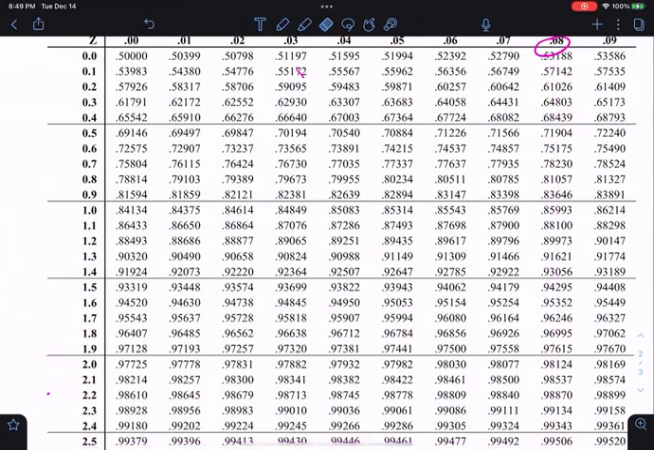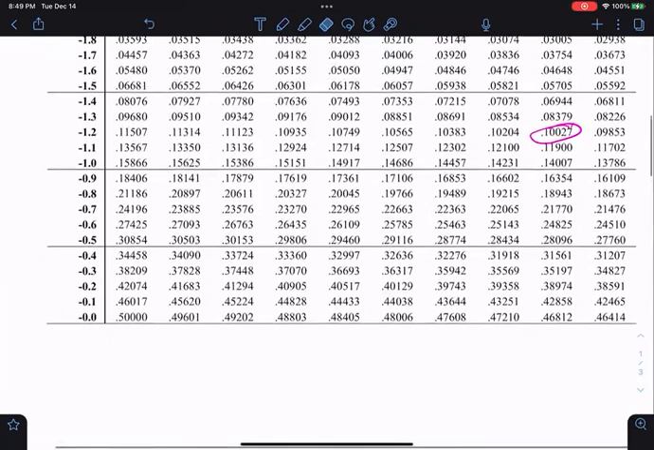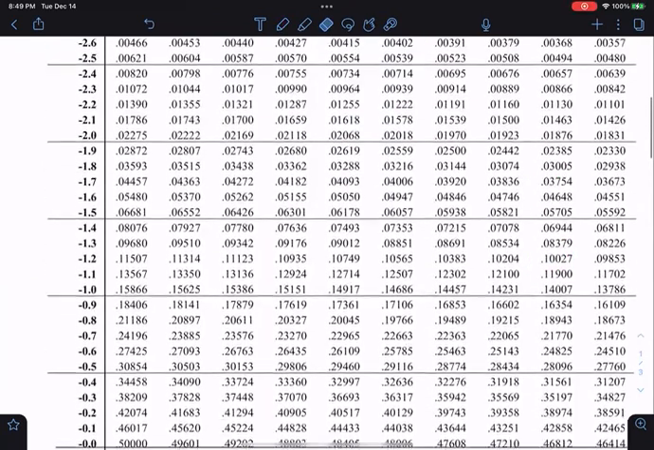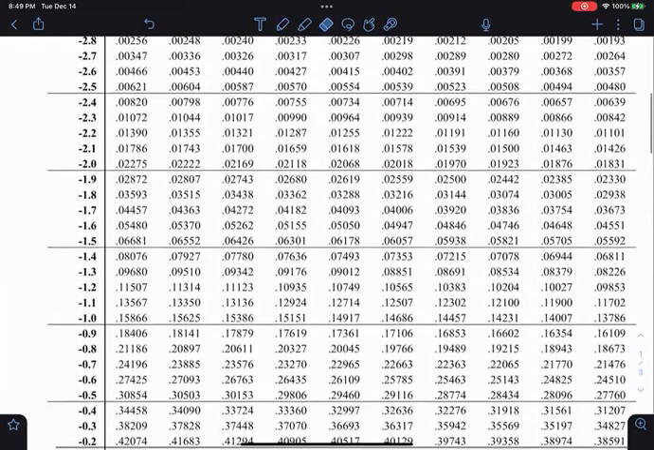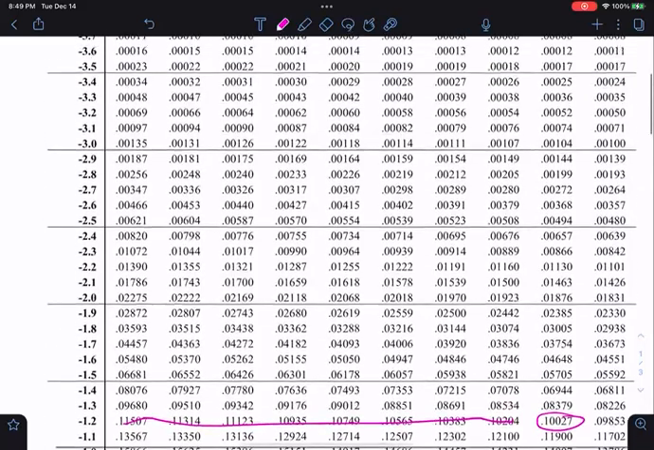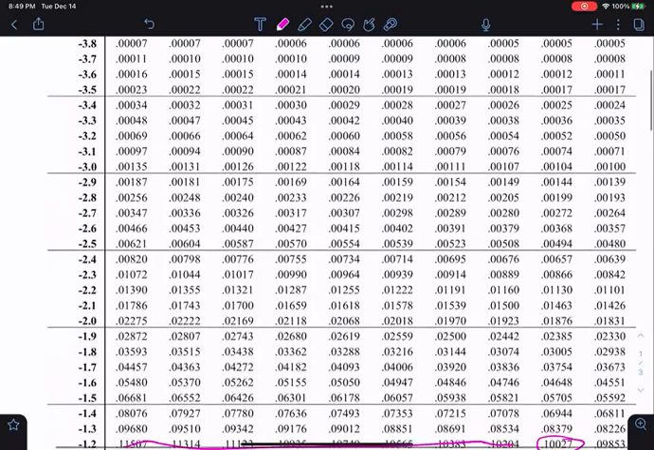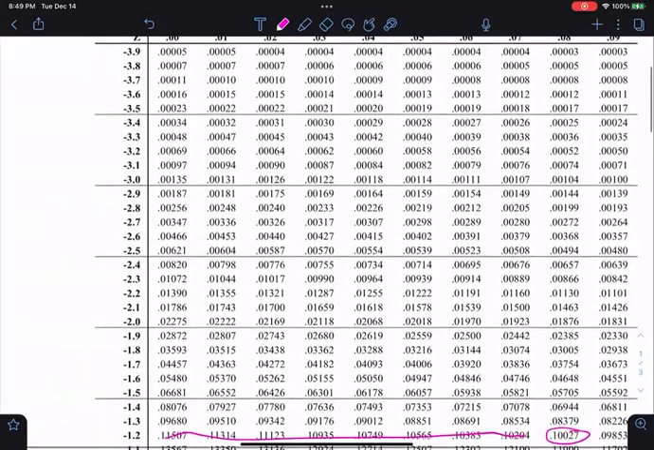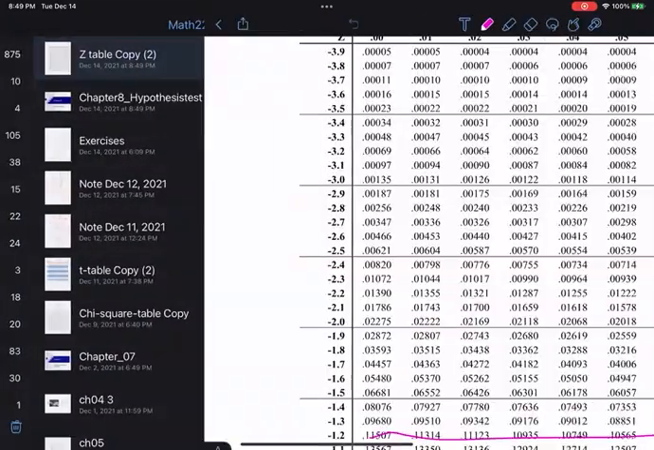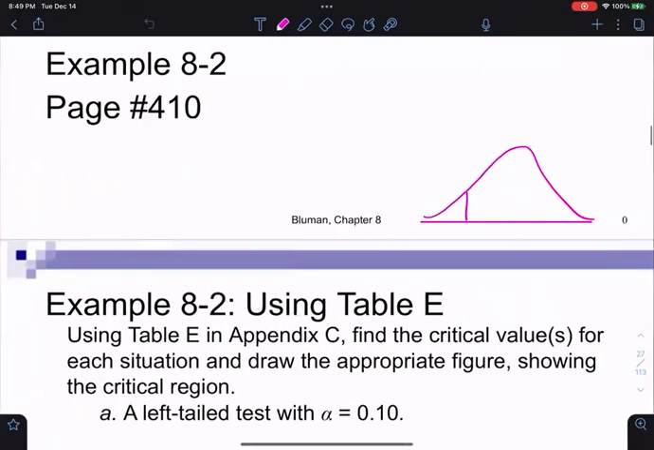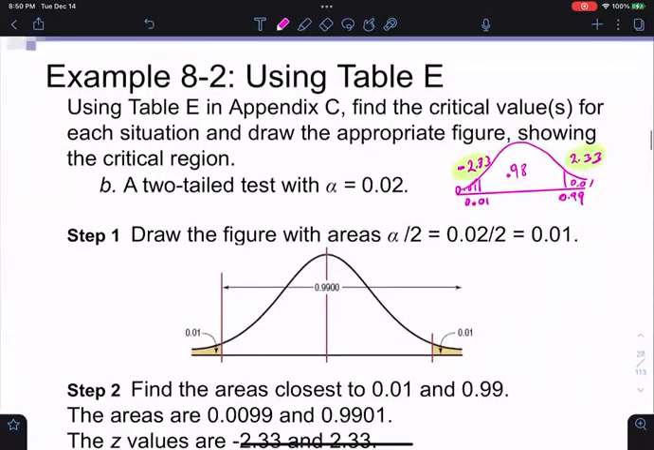0.10, that should be here somewhere. Let's see, 0.10. I think it is this one, right? This is 0.10. So that's negative 1.28. Yes, you can see that from here. So negative 1.28. So that corresponds to that, right?